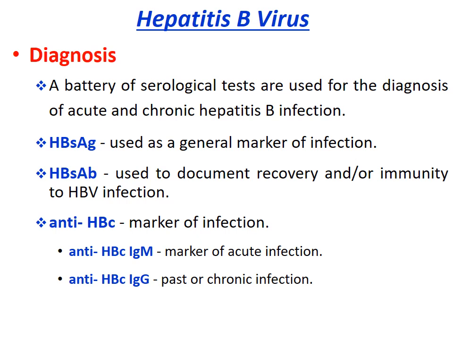Anti-HBc is a marker of the infection. Its presence shows the infection, but it is for two types of antibodies. It can be IgM antibody, it can be IgG. If the IgM form of the anti-HBc is present, it is a marker of acute infection and active chronic infection. While if the IgG form of the anti-HBc is present, it shows a past infection or the chronic carrier state.